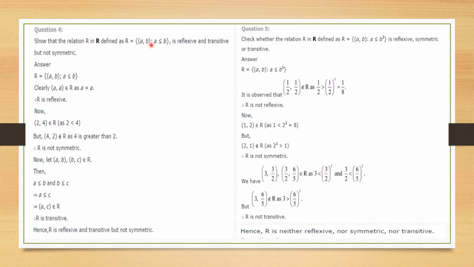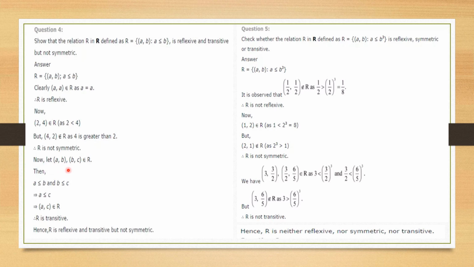Question number 4 is the same as question number 2, but here it is A less than equal to B. Clearly AA belongs to R as A is equal to A. Less than equal to means either one of the conditions should be there. So A is less than equal to A because A is equal to A is true. So R is reflexive. For symmetricity, 2, 4 belongs to R as 2 is less than 4. But 4, 2 does not belong to R because 4 is greater than 2. So R is not symmetric.